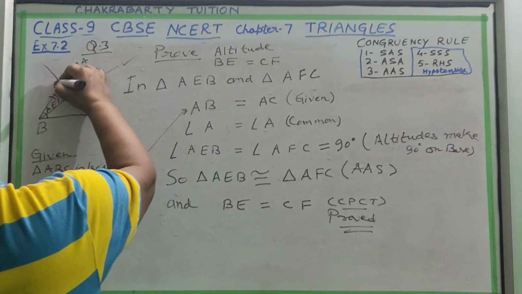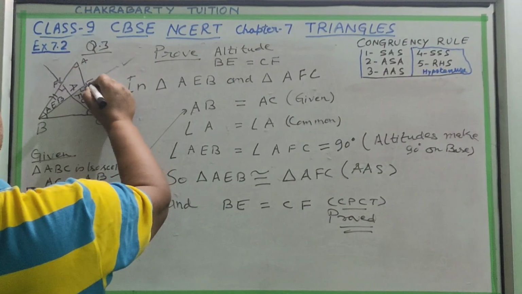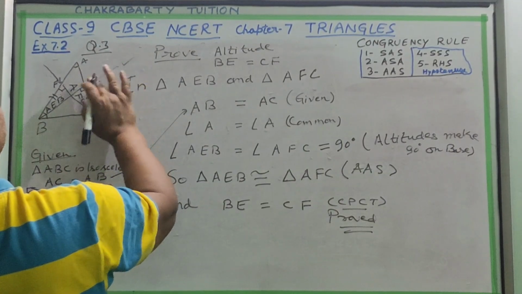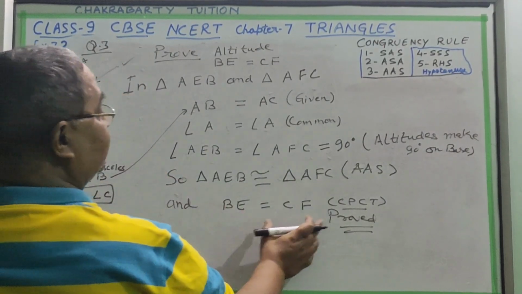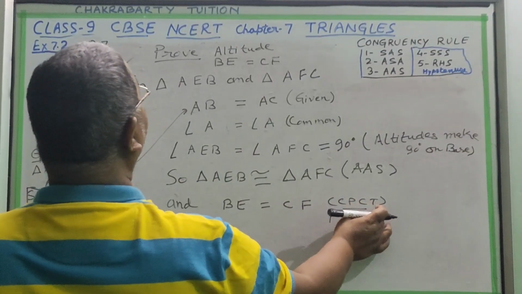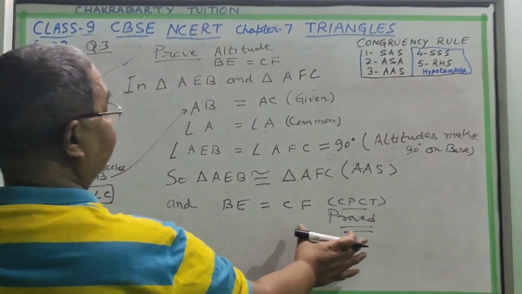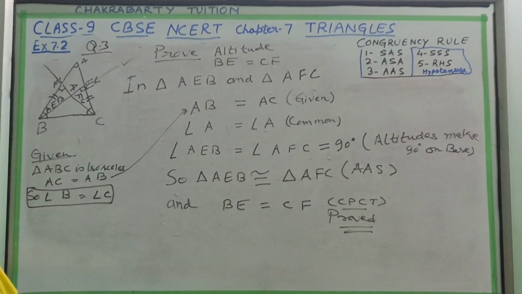Just to understand, I am putting a line here. This line and this line. Okay, this line is equal. So it is proved. It is the corresponding part of congruent triangles. So BE is equal to CF. It is proved. Now we will solve question number 4 here.